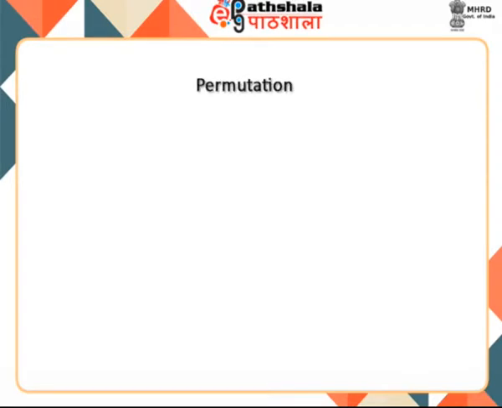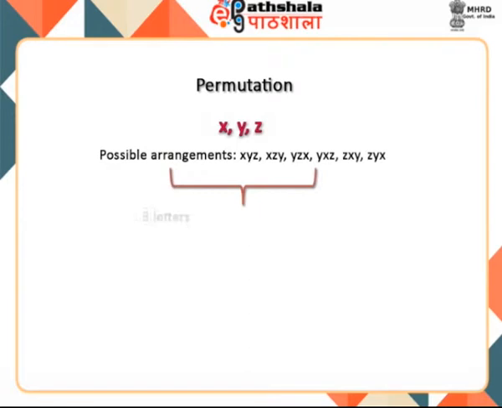To understand permutation, consider the following question. How many different ordered arrangements are possible of letters X, Y, and Z? The answer would be 6 outcomes as XYZ, ZXY, ZYX, XZY, YXZ, and YZX. Each of these 6 outcomes is a permutation of a set of 3 letters.